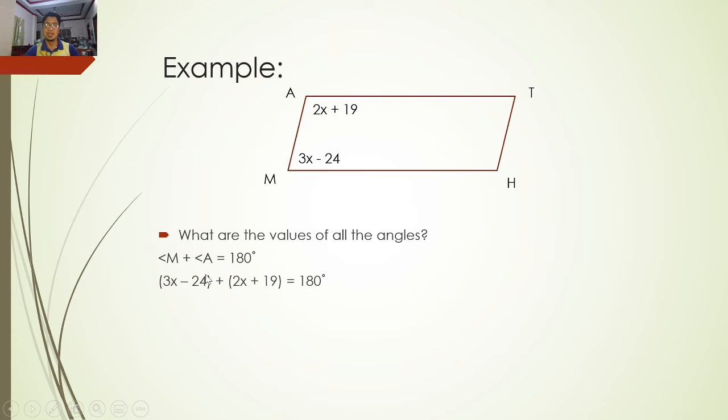So, substitute natin. Ang angle M, 3x minus 24. Ang angle A, 2x plus 19 equals 180. Dahil positive naman yun nandito, we can remove the grouping symbol. Pagsamahin natin, 3x at saka 2x, 5x, negative 24 plus 19, negative 5. 5x minus 5 equals 180. Ilipat natin ito sa kabila para yung may variable lang ang maiiwanan sa other side of the equation. Dahil tatawid ng equal sign, magiging positive. And this will give us 185.